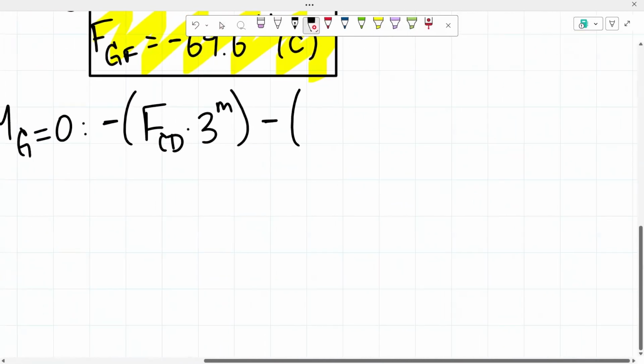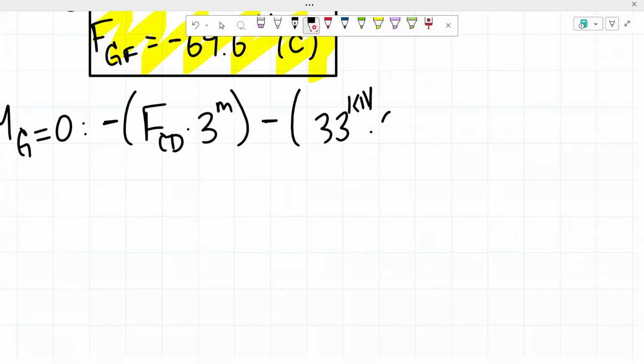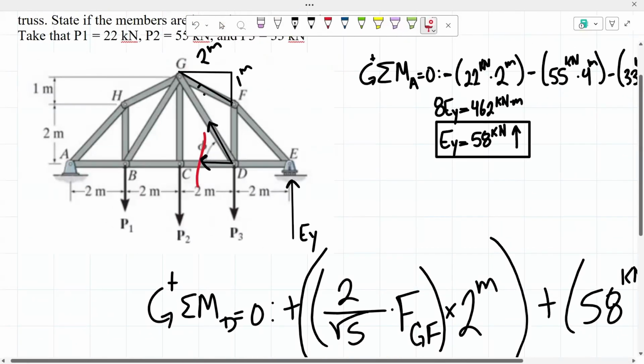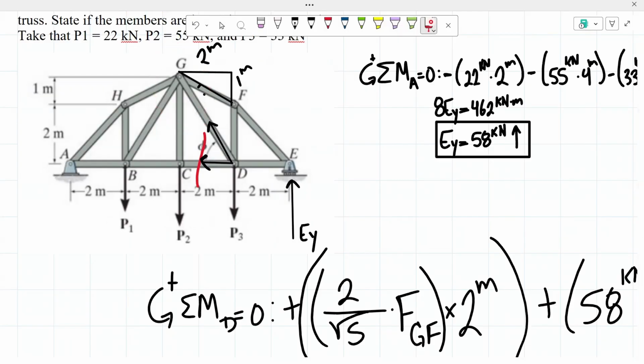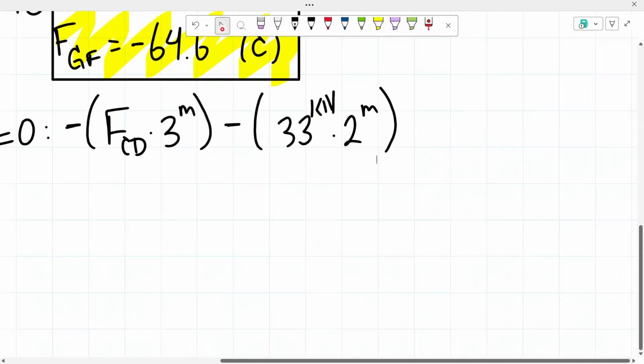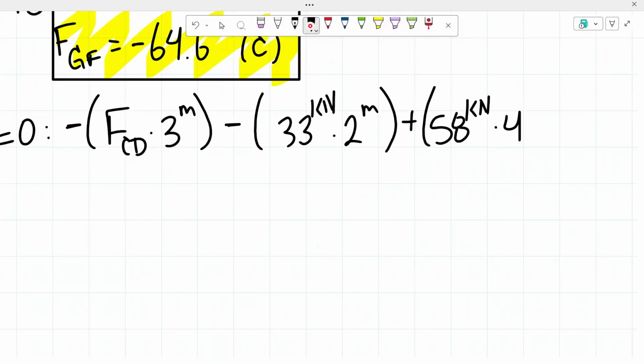So negative moment with a force of 33 kilonewtons times 2 meters. And then from there, we have our reaction E sub y. This is going to be creating that counterclockwise moment, so positive moment with a force of 58.58 kilonewtons with a distance, from E to G, we know there's a distance of 4 meters. So plus 58 kilonewtons times 4 meters, and all of that has to equal 0.